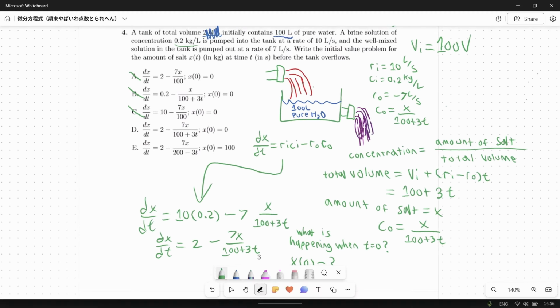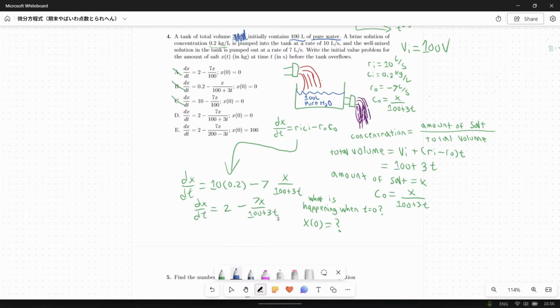since x is the amount of salt in the solution at a given time t, we know that we're initially dealing with 100 liters of pure water. It tells us pure water over here. That means that there's no salt in the tank initially. So we can say that x of 0 is going to be equal to 0.